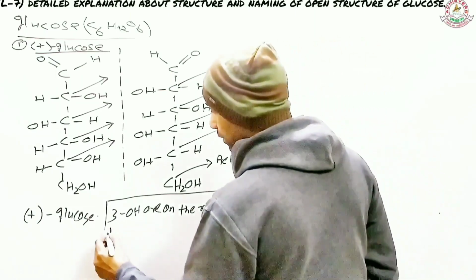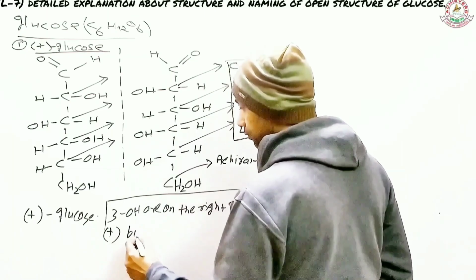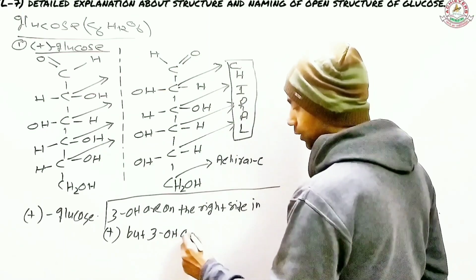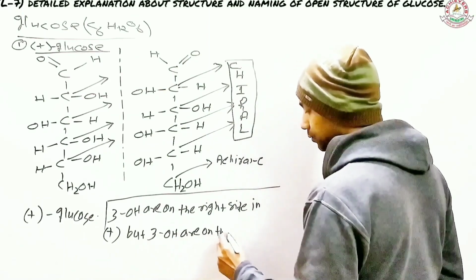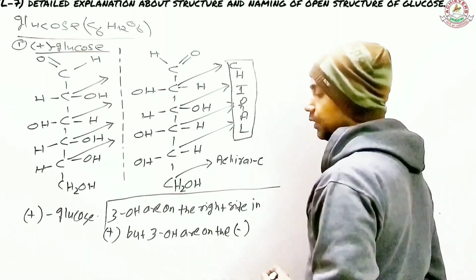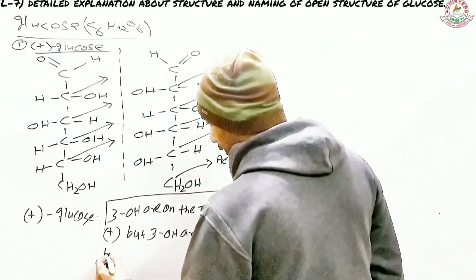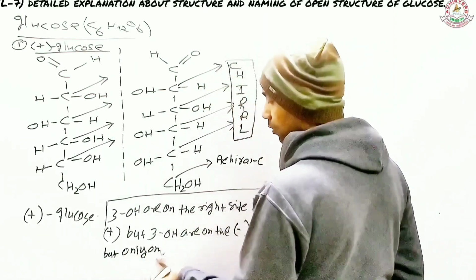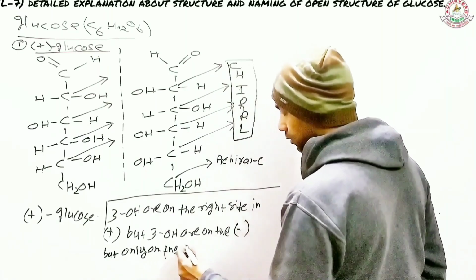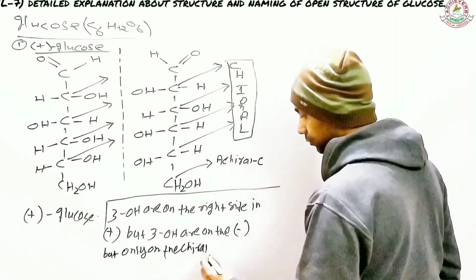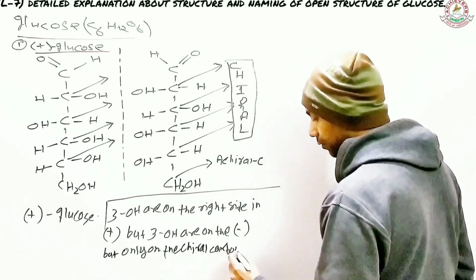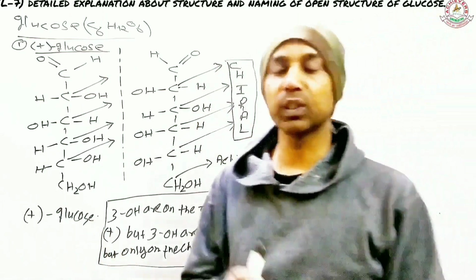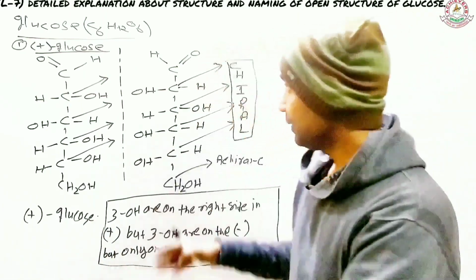in dextrorotatory, but 3 OH are on the left in levorotatory, but only on the chiral carbon, the chiral carbon. What that means is that you have to be concerned only about the OH that is present on the chiral carbon. Right? Now, these are the structures.